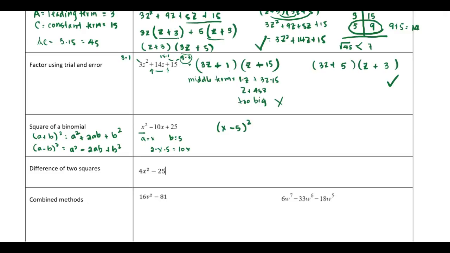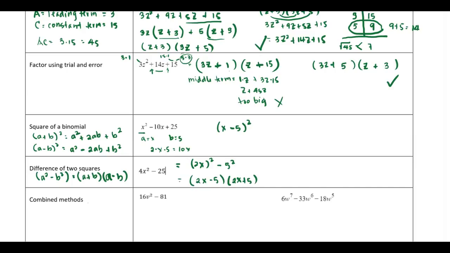Another formula that you should know is the difference of two squares. So over here, we can re-express this as 4x squared, that is 2x squared, and 5 squared. So it factors as the difference of the bases, 2x minus 5, times the sum of the bases.